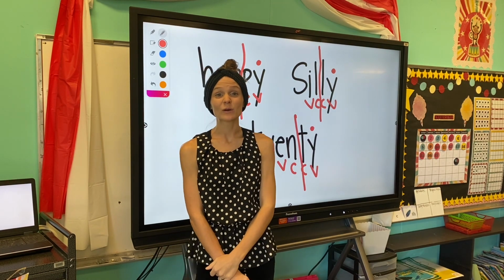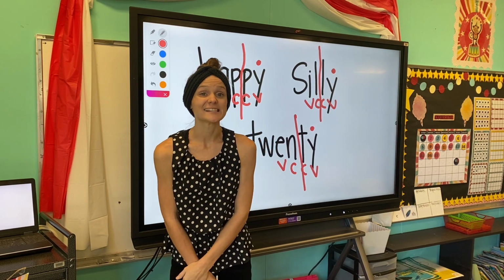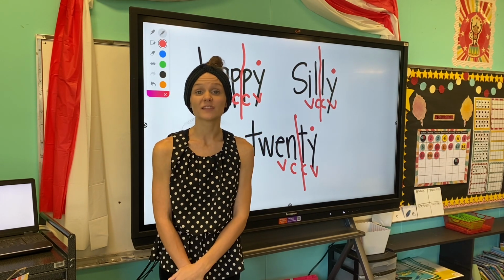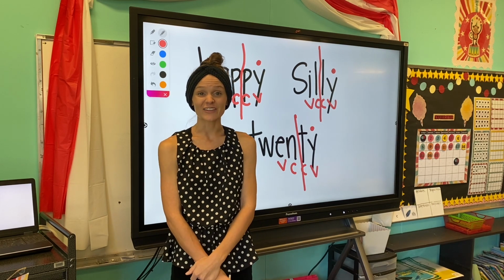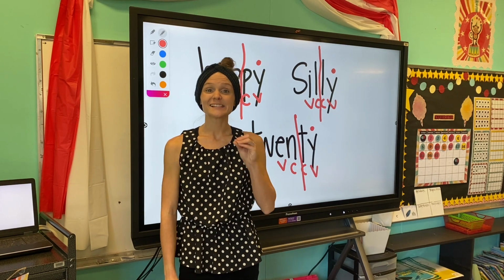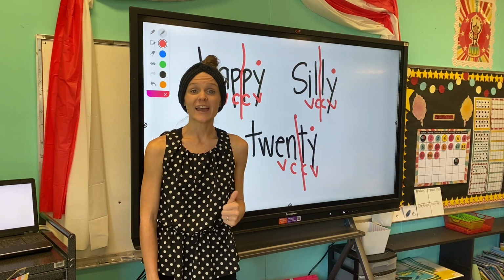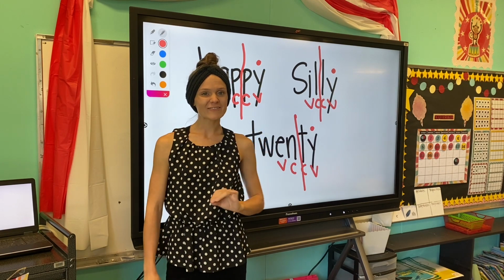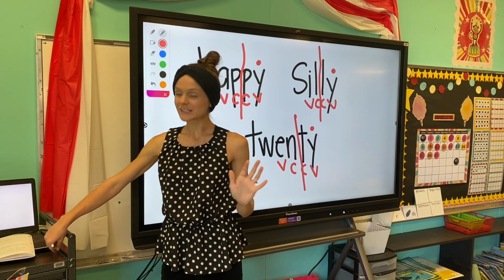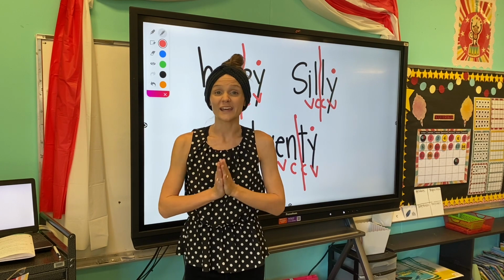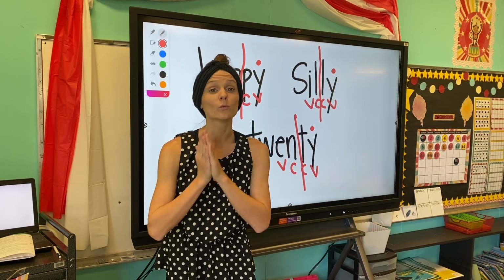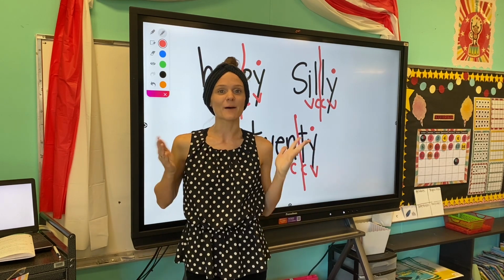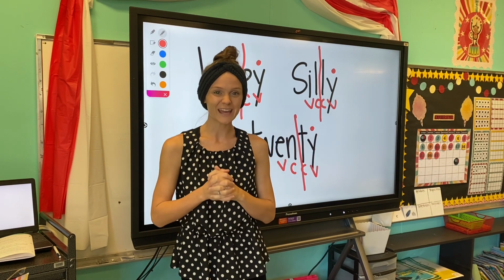So yesterday we learned that Y can make the I sound if it's at the end of a little word, like in the word fly. Today we've learned that Y can make the E sound when it's at the end of a 2-part word, like in the word happy. So I have a little song, a little rhyme for us to do to help us remember when Y says I and when Y says E. So I'm going to do it one time and then I want you guys to stand up and try doing it with me. Okay? Here we go.